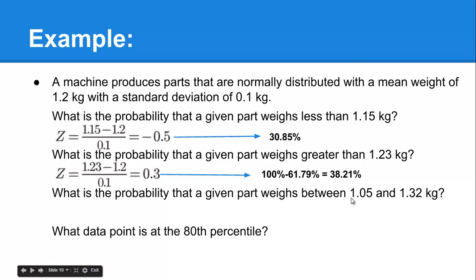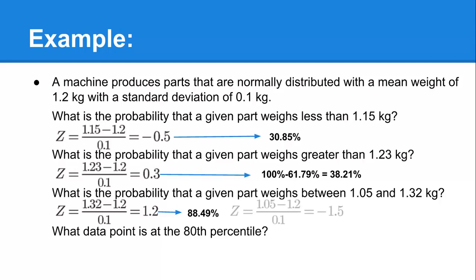And for the probability that we're between 1.05 and 1.32, we have to look up two Z values, or calculate two Z values. The first one is 1.2 for 1.32, and that gives us 88.5%. The other Z value is lower than the average. It's at negative 1.5. And that, as we'd expect, gives us a smaller percentage, 6.68%. And the difference between those two is 81.81%.